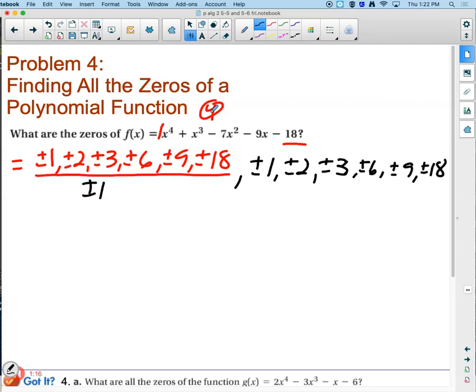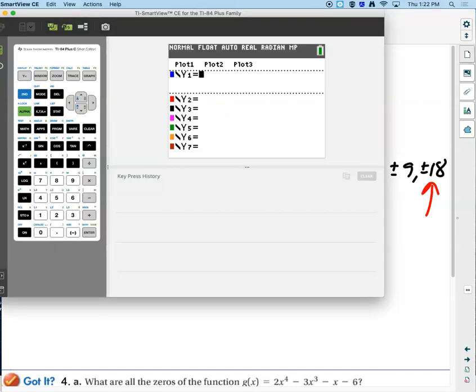And as I was talking about in class yesterday, this is really helpful even if we're going to use the graphing calculator, because 18 and negative 18 are possible zeros this time. So we might have to increase our window a little bit when we use our graphing calculator if one of those ends up being a 0. So now what I'm going to do is get my graphing calculator punched in, but I'm going to pause this so you don't have to watch that.